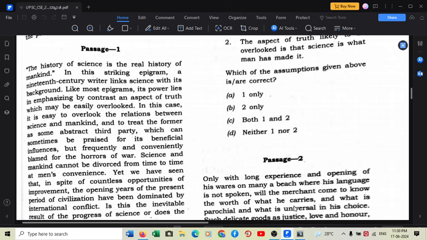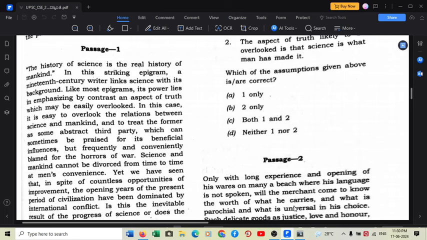So what is being overlooked? In this case, it is easy to overlook the relations between science and mankind and to treat the former as some abstract third party which can sometimes be praised for its beneficial influences, but frequently and conveniently blamed for the horrors of war. So definitely science has its benefits. It has a good influence on the people and the society, and at the same time, science is blamed for the horrors of war. So a basic reference is being given.